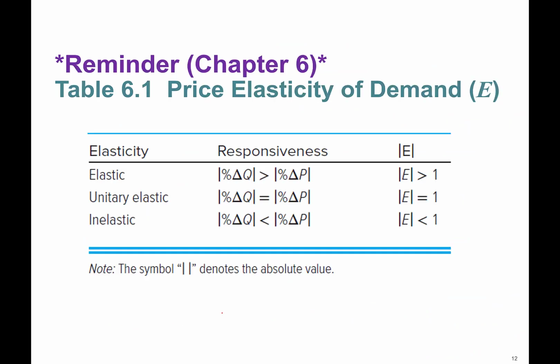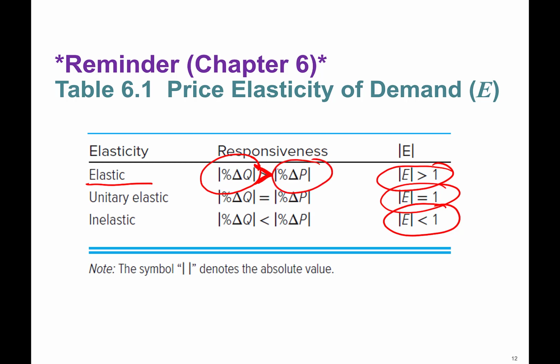Okay, so here's a little table, right? Elastic means price elasticity of demand greater than 1 in absolute value, SeaWorld tickets. Inelastic, price elasticity of demand strictly less than 1. Exactly equal to 1, unitary elastic. Elastic demand means the subsequent response in absolute value in quantity demanded exceeds the initial change in price.